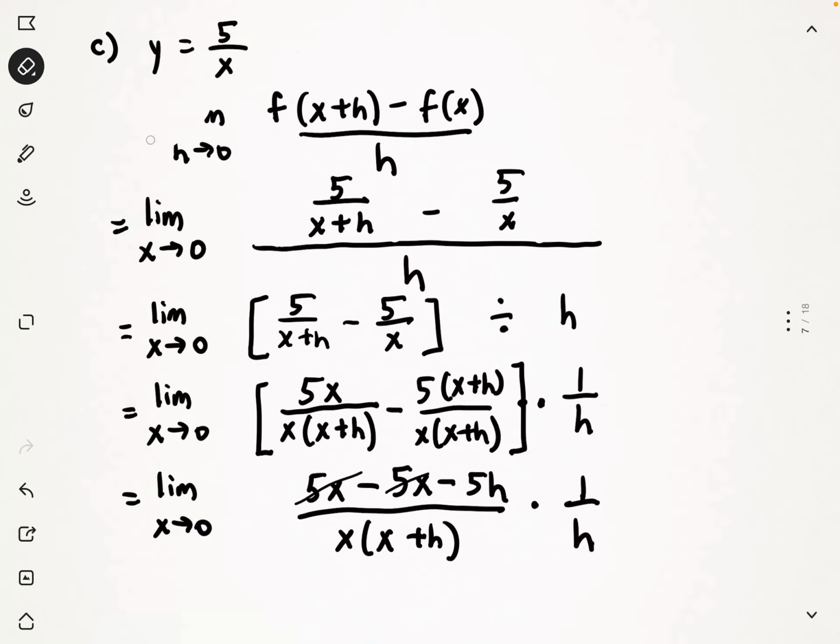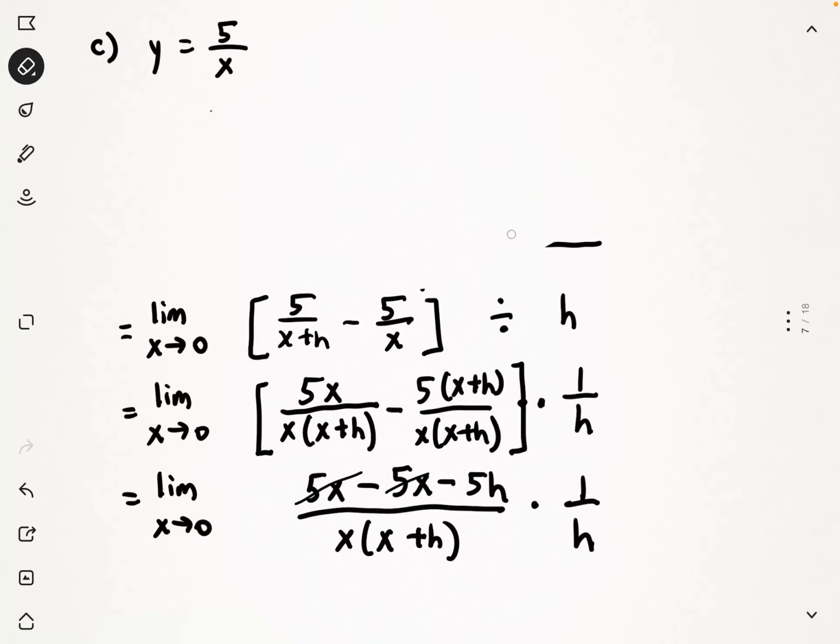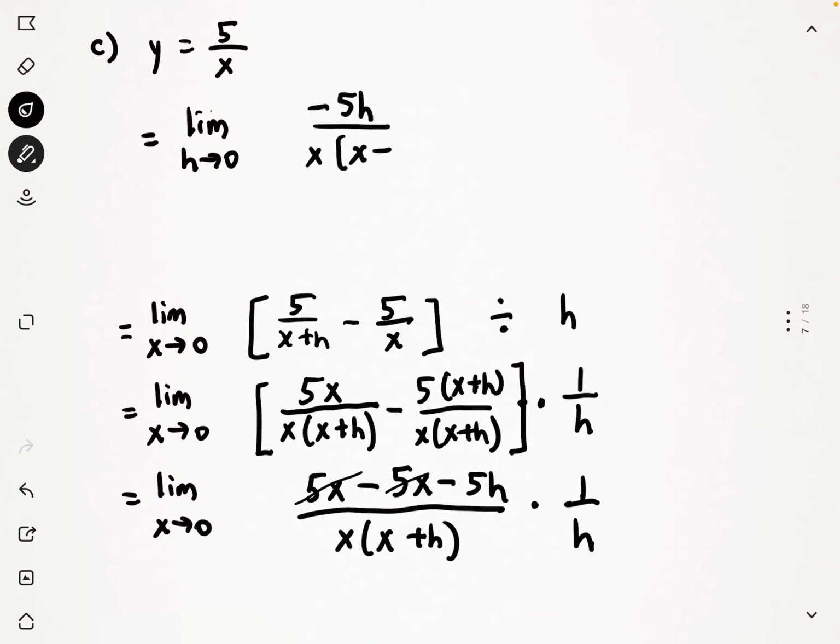So what we're going to do is come back up here. And away we go. Keep writing limit as h approaches 0, of course. And we now have minus 5h over x times x plus h, times 1 over h. And what we can do is cancel these h's from top and bottom. You can do that if it's not part of a binomial, those things are separate on their own.